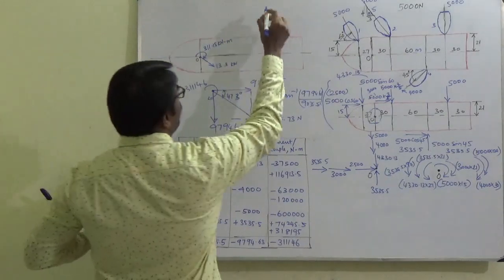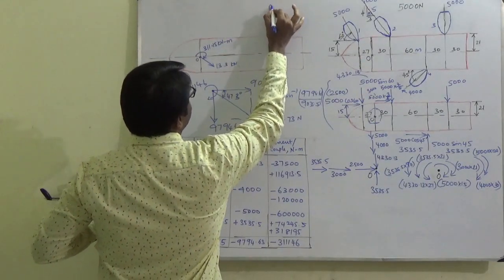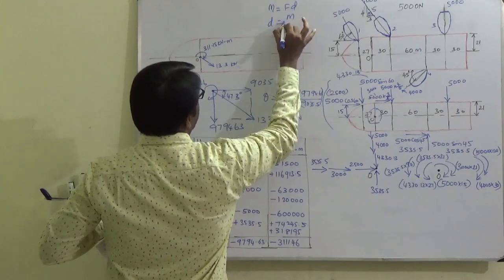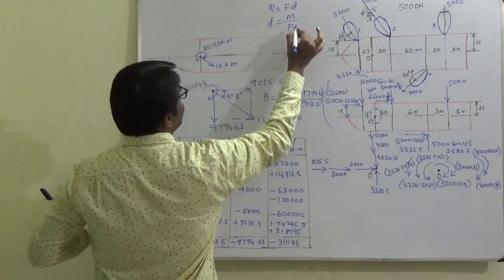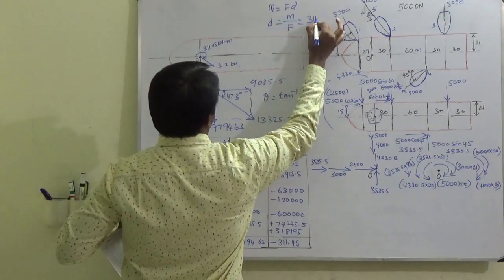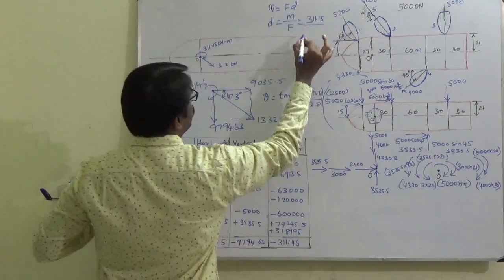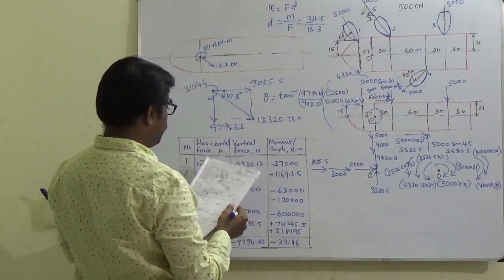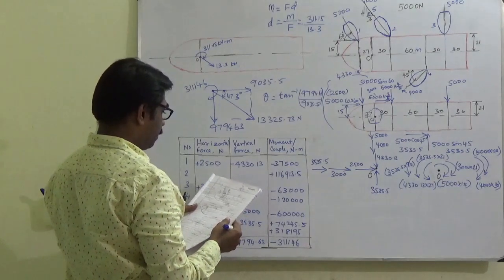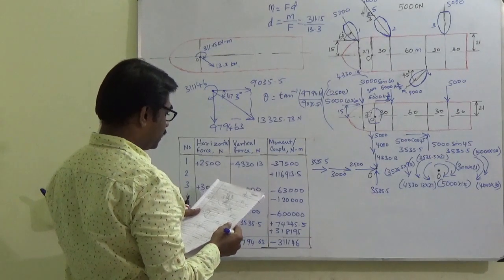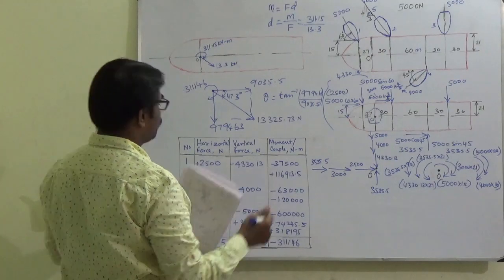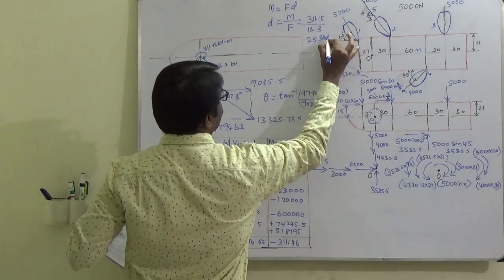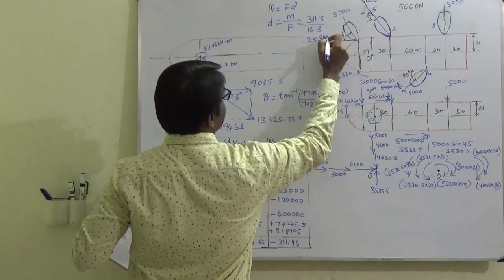We have a straightforward formula: moment equal to force into distance, so distance equal to the couple by force. So the couple is 311.15 by force is 13.3. So I get the dimension d as 23.34. So 23.34, what is that? Meter.